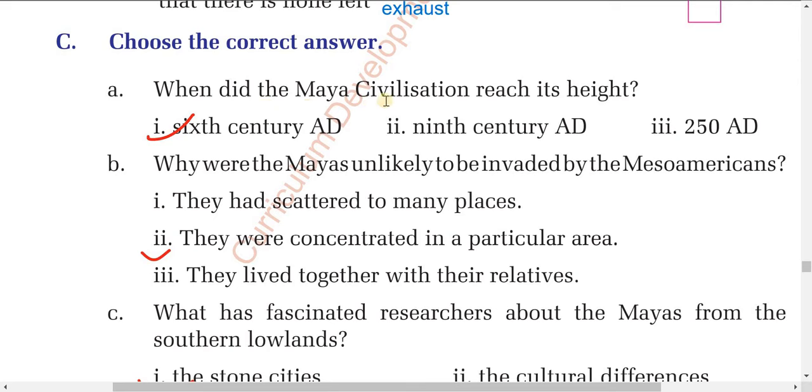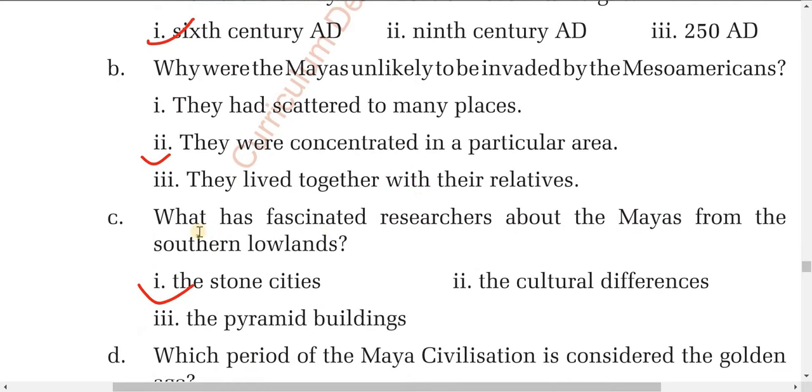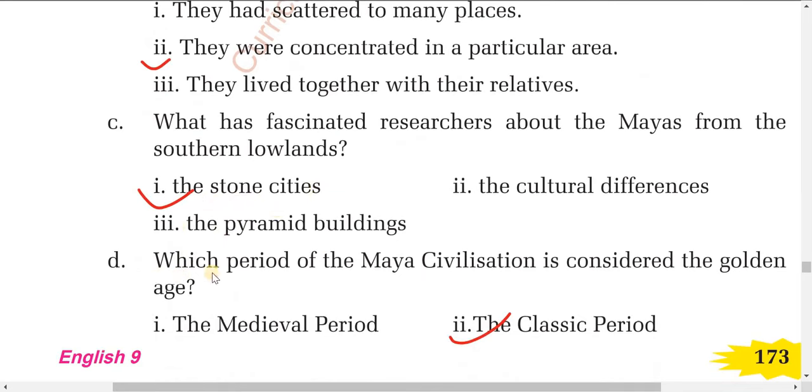When did Maya civilization reach its height? The 6th century AD. Now V: why were the Mayas unlikely to be invaded by the Mesoamericans? Because they were concentrated in a particular area. Next one: what has fascinated researchers about the Mayas from the southern lowlands? These stone cities.